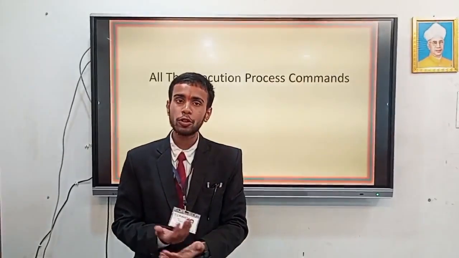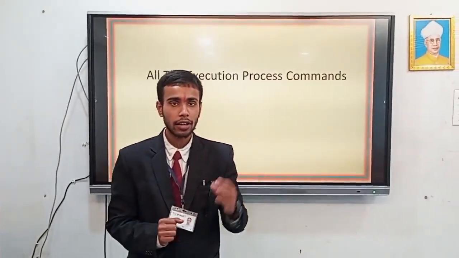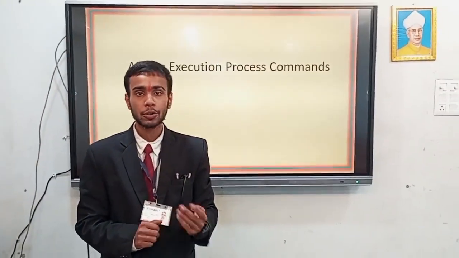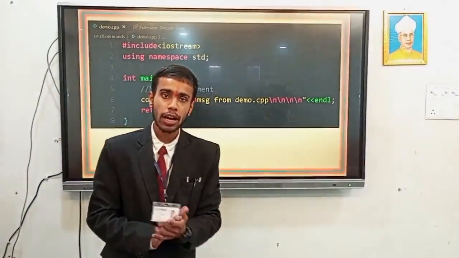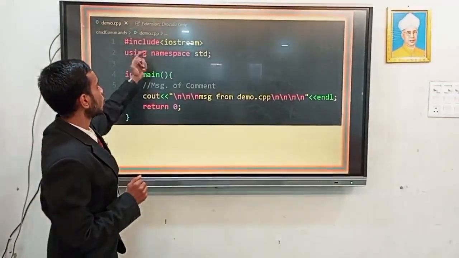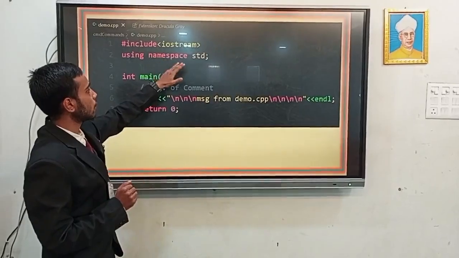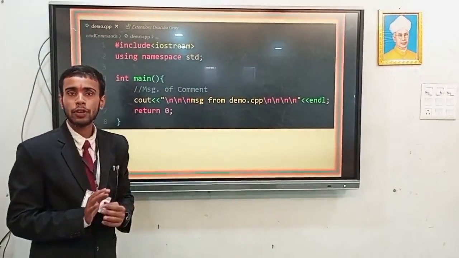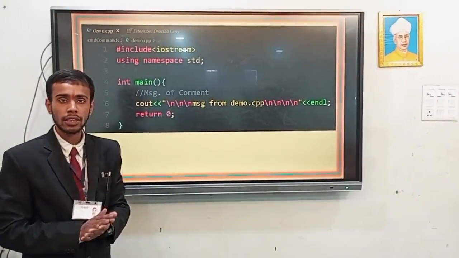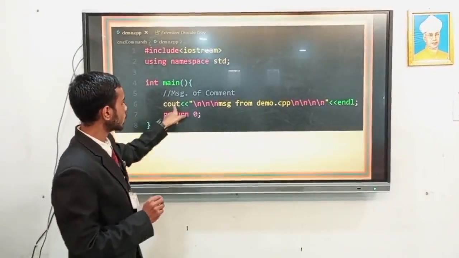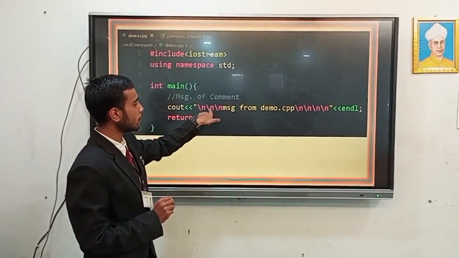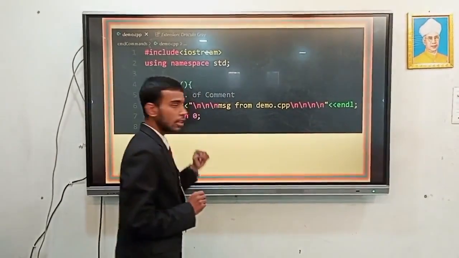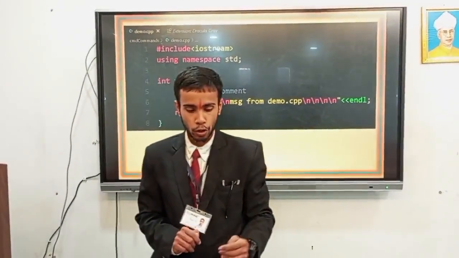So we are going to see all the execution process commands that are showing us the crucial steps for the execution of a C++ program. Here we are going to see the program which we are going to run. Here, hash include iostream, using namespace std, int main, and there is a comment, a message of comment. We are going to see that the comment is being removed in the pre-processing, and cout. The first 3 lines are left blank, then the last one has 4 blank lines at the end. And then the program returns 0 to the operating system.